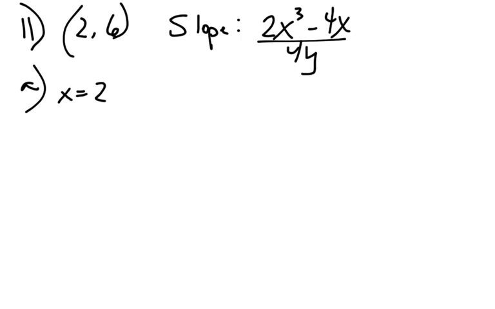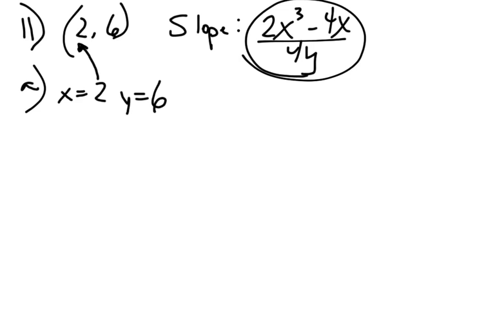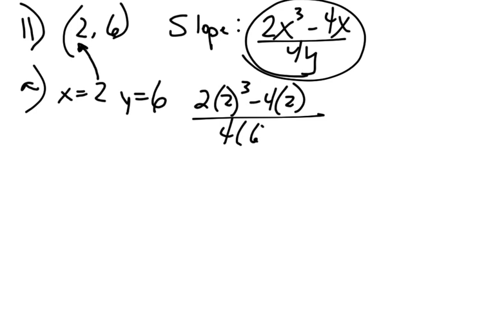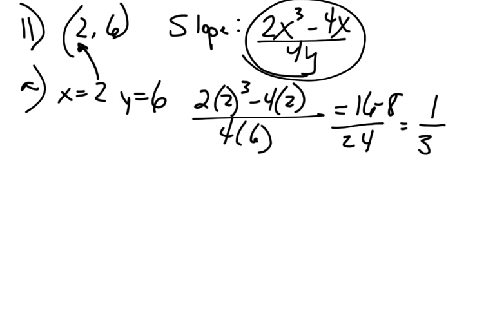Okay, so if x is 2, notice that y has to equal 6. So if I want to know the slope here, I'm going to use this slope equation and plug in 2 for x and 6 for y. So 2 times 2 cubed minus 4 times 2 over 4 times 6, which is 16 minus 8 over 24. 8 over 24 is 1/3. So that's the answer for A.